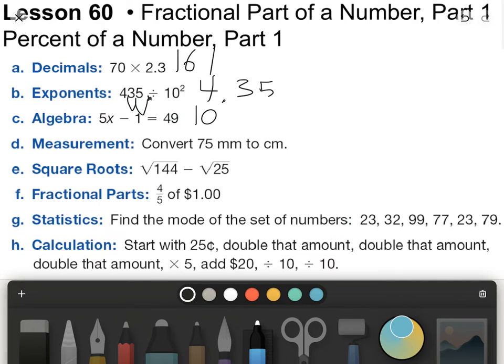Metric conversions. So there are 10 millimeters in 1 centimeter, because there are 1,000 millimeters in a meter, and there are 100 centimeters. So we're just dividing 75 by 10. It's a 7 and 5 tenths. And this is just 12 minus 5 equals 7. And 4/5, so 1/5 would be 20 cents. 4 times that would be 80 cents.